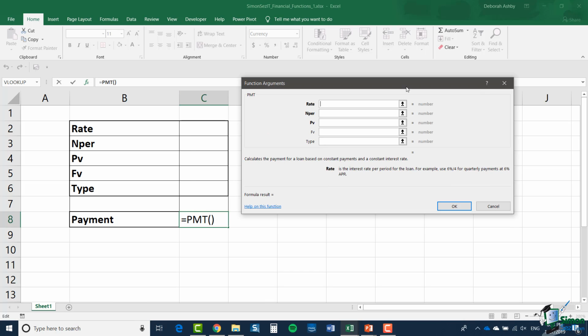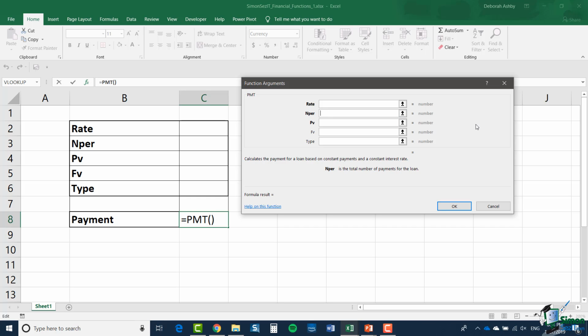Now, the first term is rate, and this is the interest rate per period for the loan. And one important thing to bear in mind with Excel and the payment function is that it doesn't always have to work in years or any other specific units. So if you're trying to work out monthly payments, you need to put in here the monthly interest rate. And look at the example there. Use 6% divided by 4 for quarterly payments at 6% APR. So that's how you can enter an interest rate for a period other than an annual period.